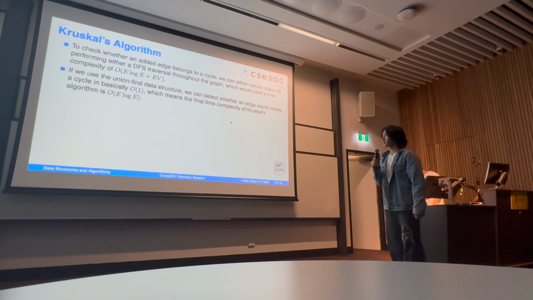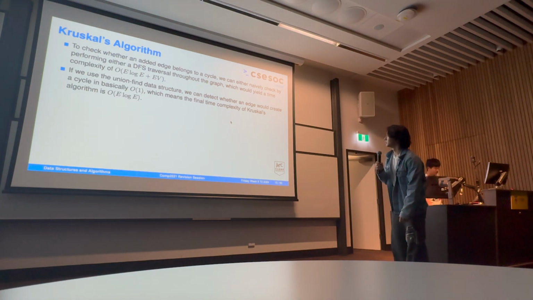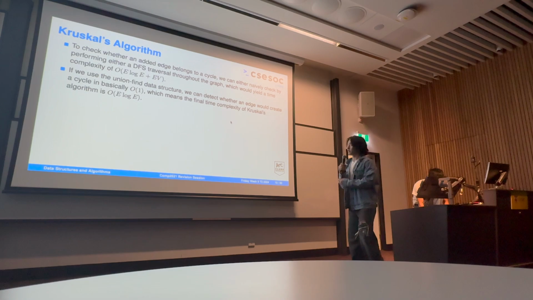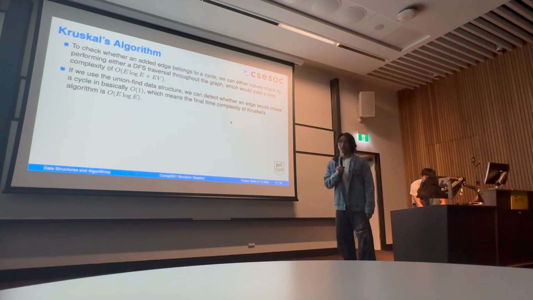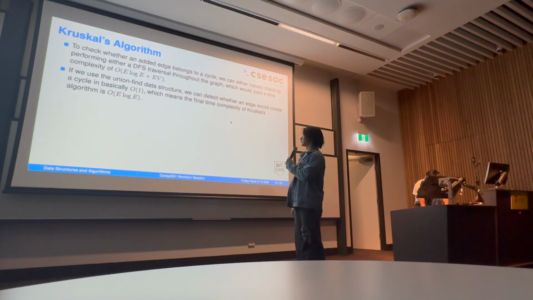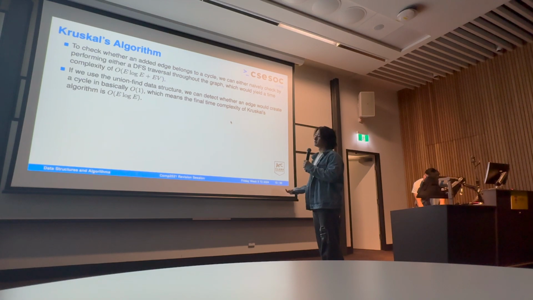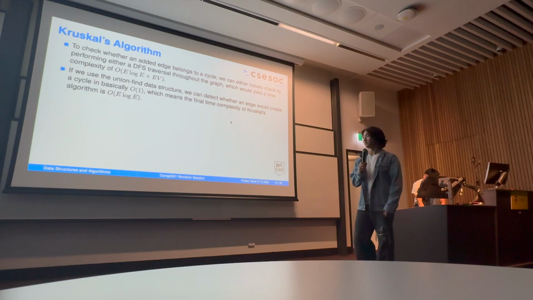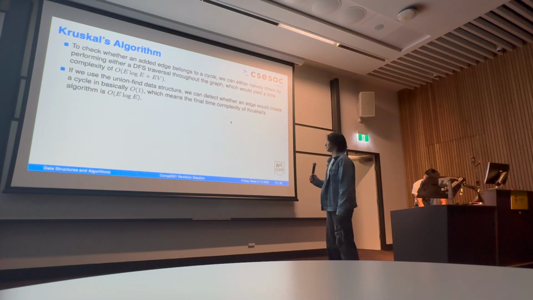To check whether an added edge belongs to a cycle, there are 2 ways we can do it. The naive way is we perform a DFS traversal through the graph, because we know about DFS cycle check, right? Yeah, okay. So we can use DFS, and this results in a time complexity of E log E plus EV. This is not very good, but I think this is all you need for this course. But there is better: if you use another data structure, you can do better.